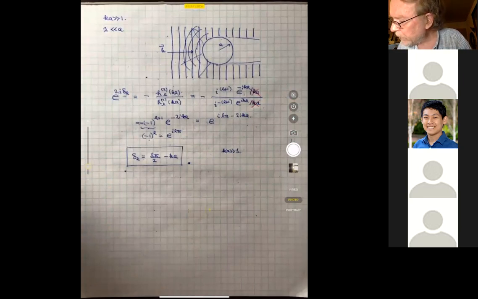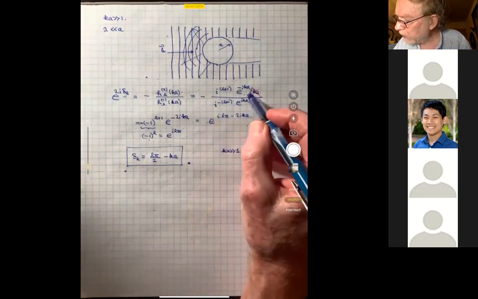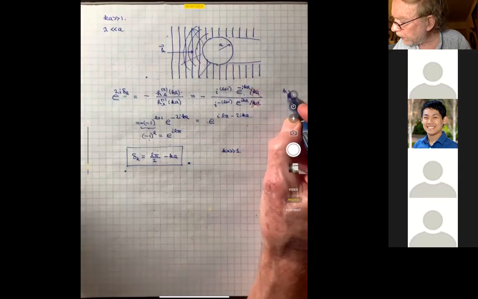Now, these formulas that I used here, these asymptotic forms that I put in here, are actually only valid if Ka is much less than L.